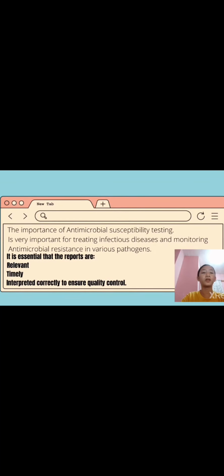Antimicrobial susceptibility testing is very important for treating infectious diseases and monitoring antimicrobial resistance in various pathogens. It is essential that the reports are relevant, timely, and interpreted correctly to ensure quality control. For the interpretation of antimicrobial susceptibility testing, the goals of testing are to detect possible drug resistance in common pathogens and to assure susceptibility to drugs of choice for particular infections.